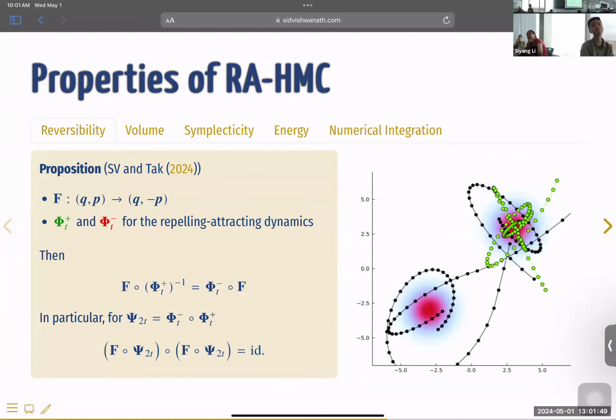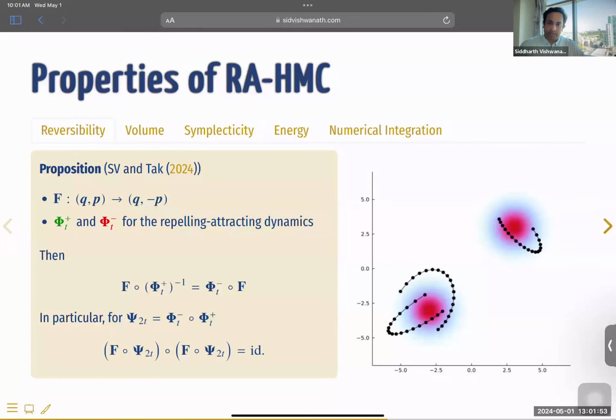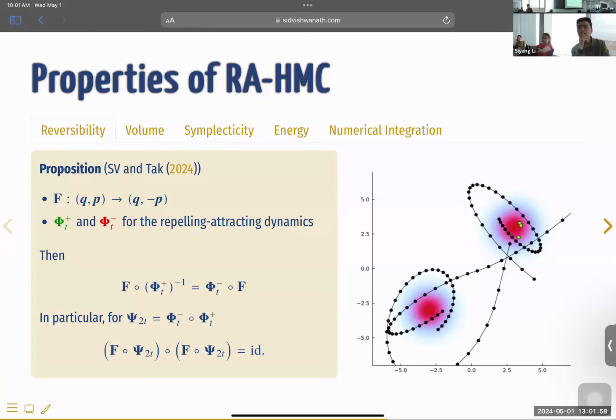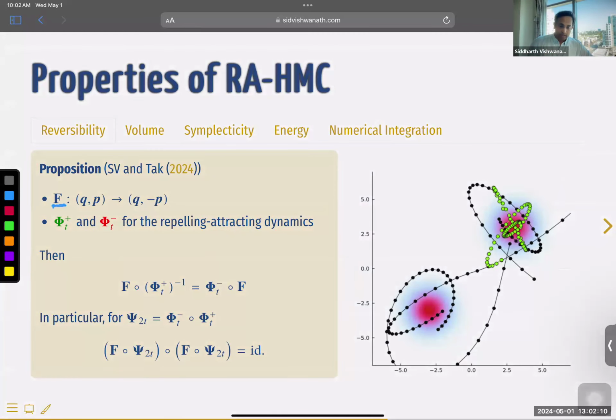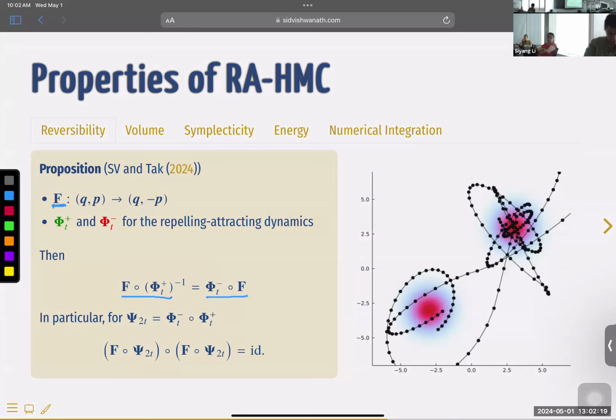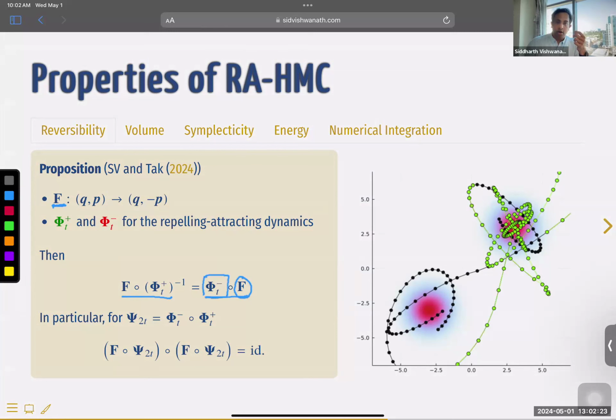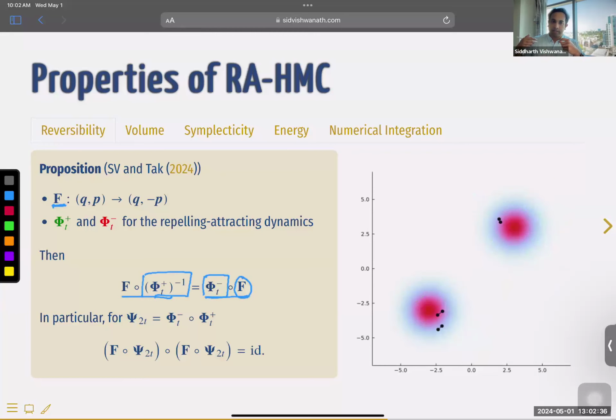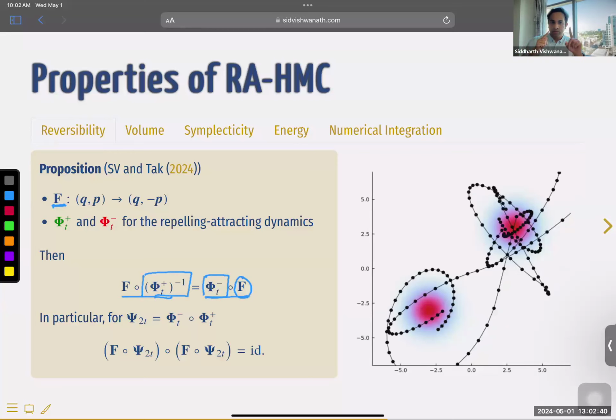Now I'll quickly go through the theoretical aspects of this. Maybe I won't dwell on it too much. The main point is that this dynamics is time reversible. Essentially what this result is saying is that if you flip the momentum and then run your repelling dynamics, that's the same as going backward in your attracting dynamics and then doing a momentum flip operation. So in a certain sense, these repelling and attracting dynamics are conjugate to each other, but they're only conjugate with respect to the momentum flip operation.